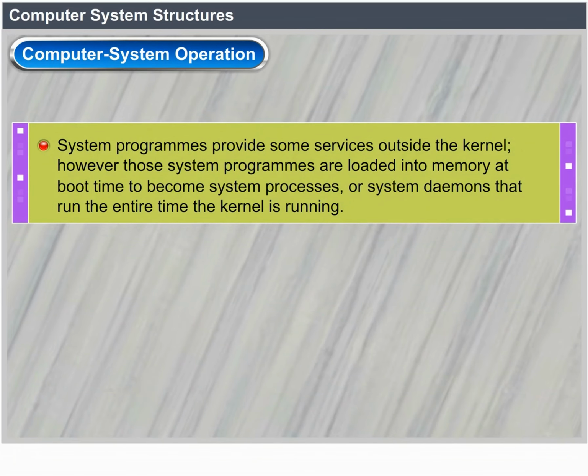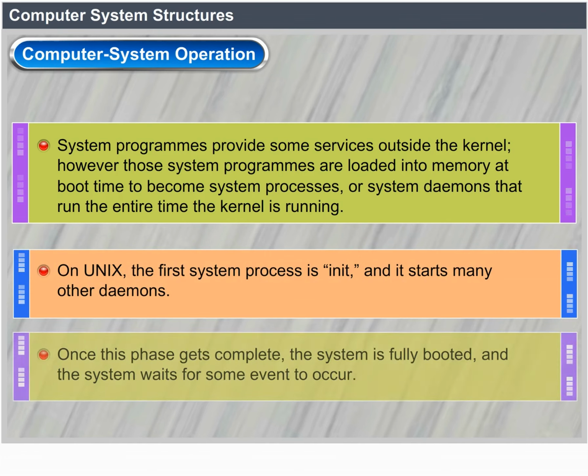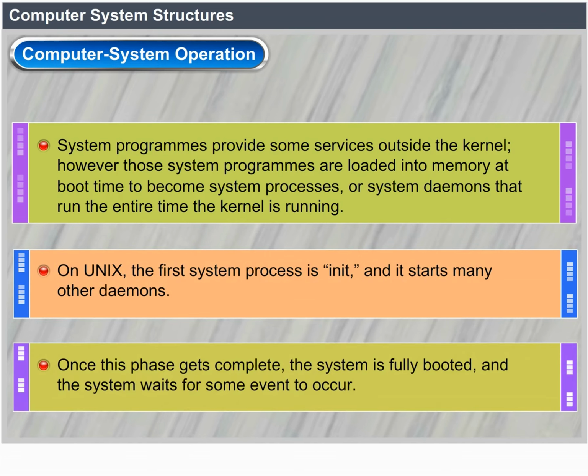Some services are provided outside the kernel by system programs that are loaded into memory at boot time to become system processes, or system daemons, that run the entire time the kernel is running. On Unix, the first system process is init, and it starts many other daemons. Once this phase is complete, the system is fully booted and the system waits for some event to occur.